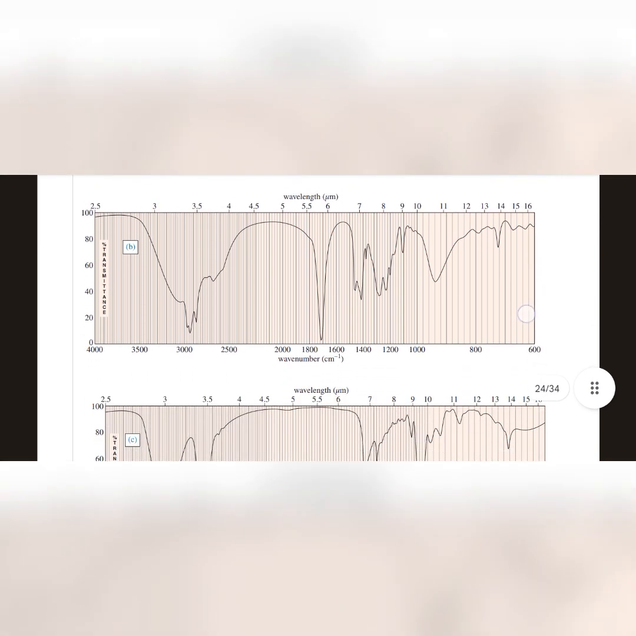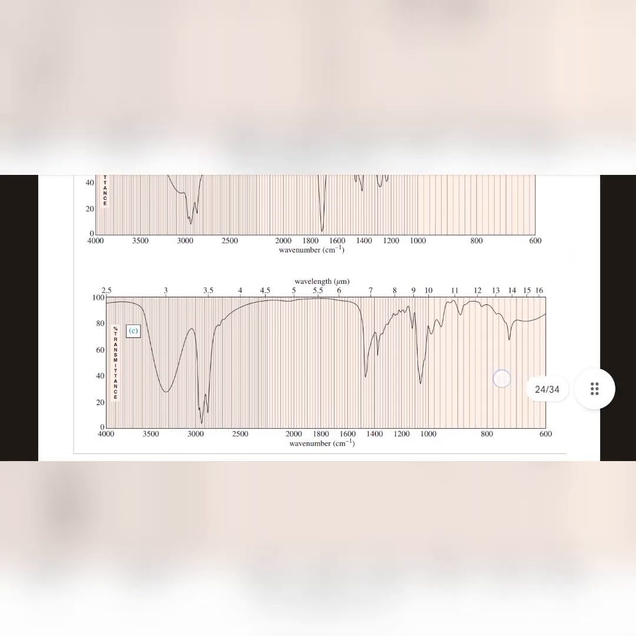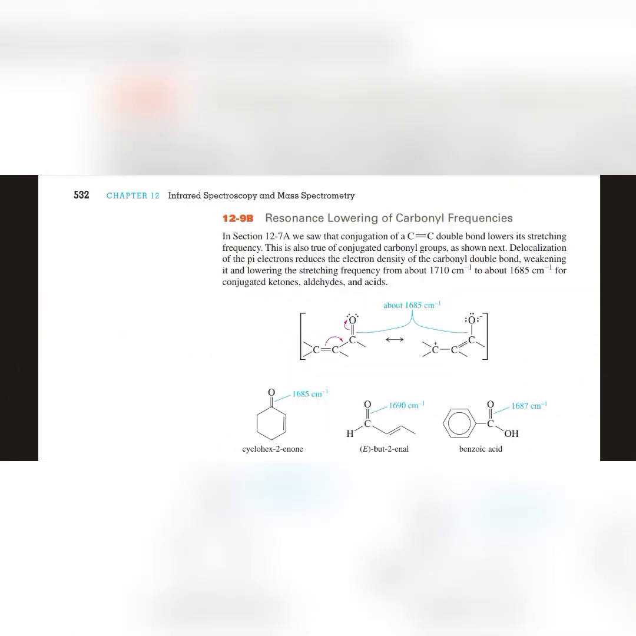Resonance lowering of carbonyl frequency. We saw that conjugation of a carbon-carbon double bond lowers its stretching frequency. This is also true of a conjugated carbonyl group. Delocalization of the pi electrons reduces the electron density of the carbonyl double bond, weakening it and lowering the stretching frequency from about 1710 cm⁻¹ to about 1685 cm⁻¹ for conjugated ketone, aldehyde, and acid.